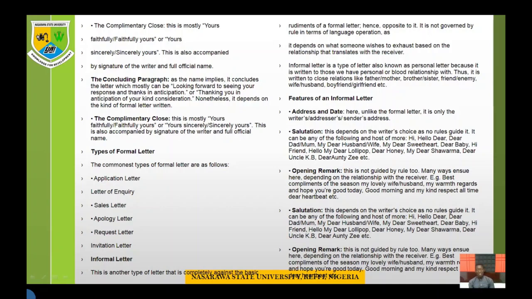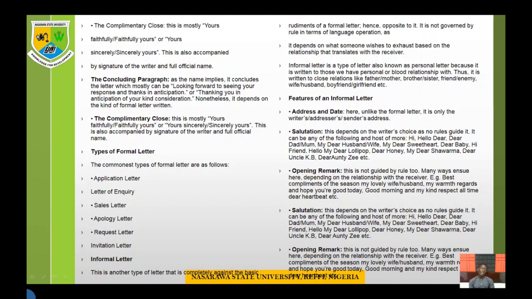So this is just simple. It has features now of informal letter: address and date. You have to put your address and your date, just as we have explained for a formal letter. That is how you arrange this one, depending on how you want it to be. There is no rule of how to use the date or whatever. Do as much as you can because it is informal letter.